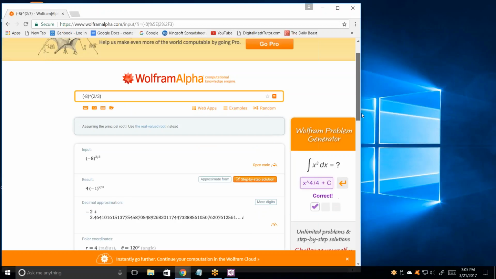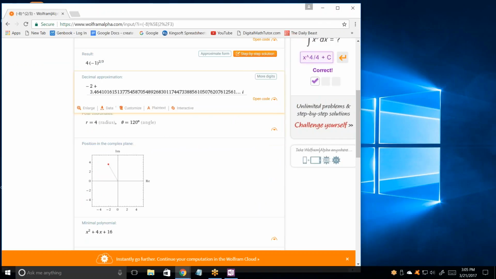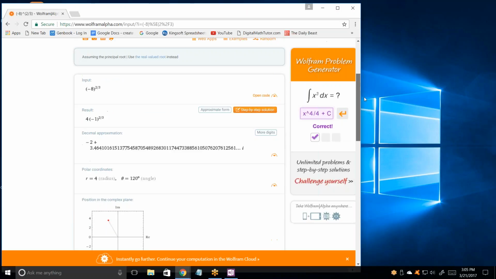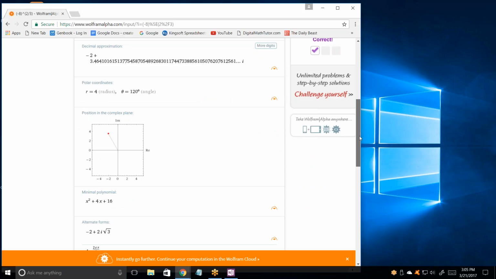The answer is minus 2 plus 3.4i. Weird. You see a 4 in there? I don't. No. And they do put -1 to the 2/3 as part of their result, but their decimal approximation is an imaginary number.